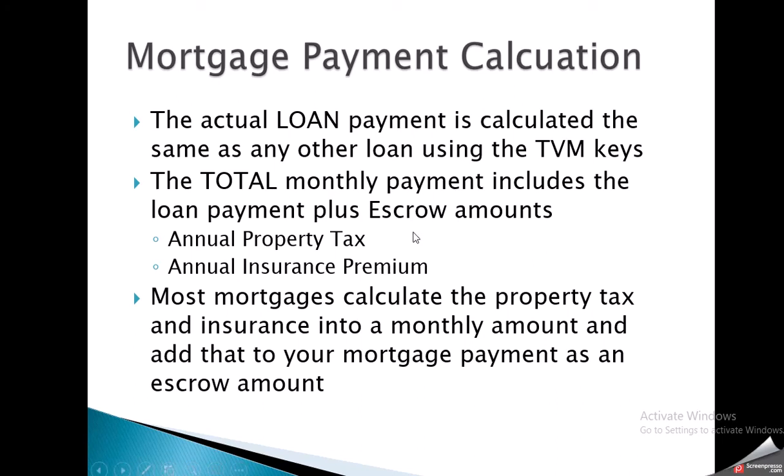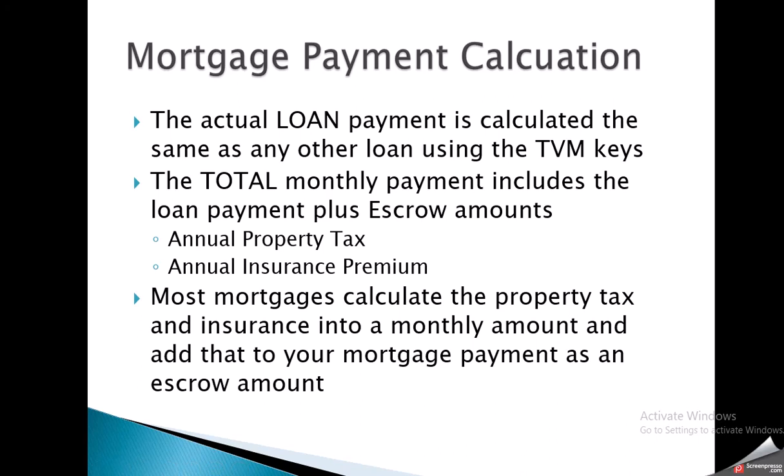So normally what the problems will do is they're going to give us an annual amount for property taxes and an annual amount for insurance. And we have to take those annual amounts and divide them by 12, turn them into a monthly amount, and that monthly amount is going to go into escrow, but it's going to be added to our mortgage payment.